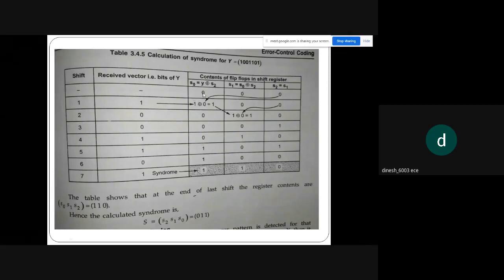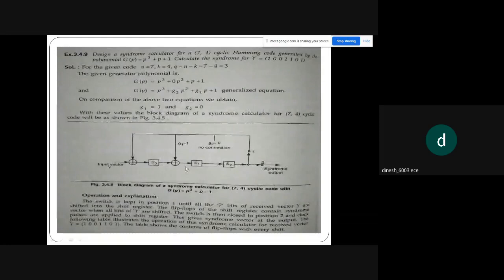Initially, all the contents of the flip-flops in the shift register will be 0. All will be 0. So initially, write everything as 0. So now, first, how do we get this S0? How do we get this S1? How do we get this S2? Let us determine that first.